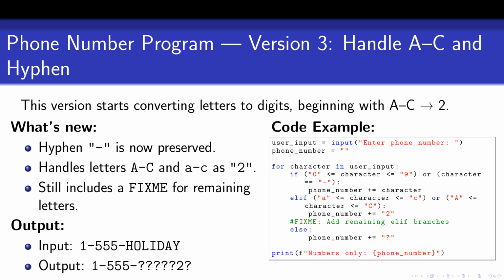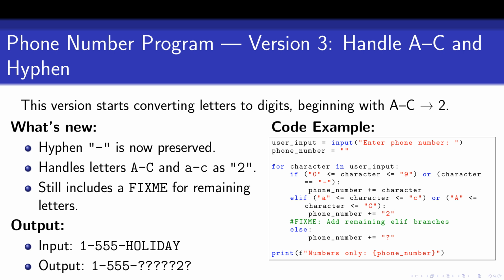In this third version of the phone number program, we begin transforming letters into actual digits based on the standard telephone keypad. Specifically, the program now converts letters A through C, both uppercase and lowercase, into the digit 2. It also improves the logic from the previous version by preserving hyphens as is, instead of replacing them with placeholders. At this stage, only a subset of letters is handled, but it's a meaningful step forward in the program's development.